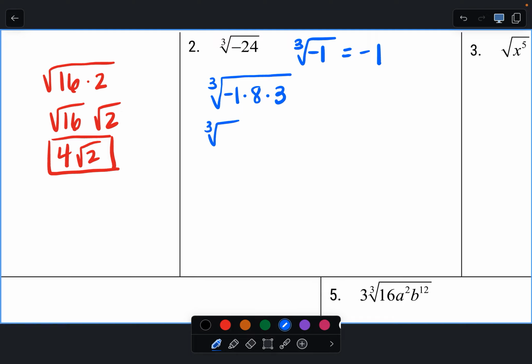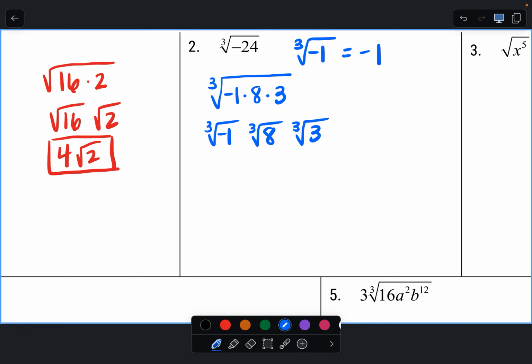To know if you are completely simplified, your index, your root, this number needs to be bigger than the exponent on the inside. So the 2 on the outside of the radical is bigger than the exponent of 1 on the inside. And that's how you know I am completely simplified.